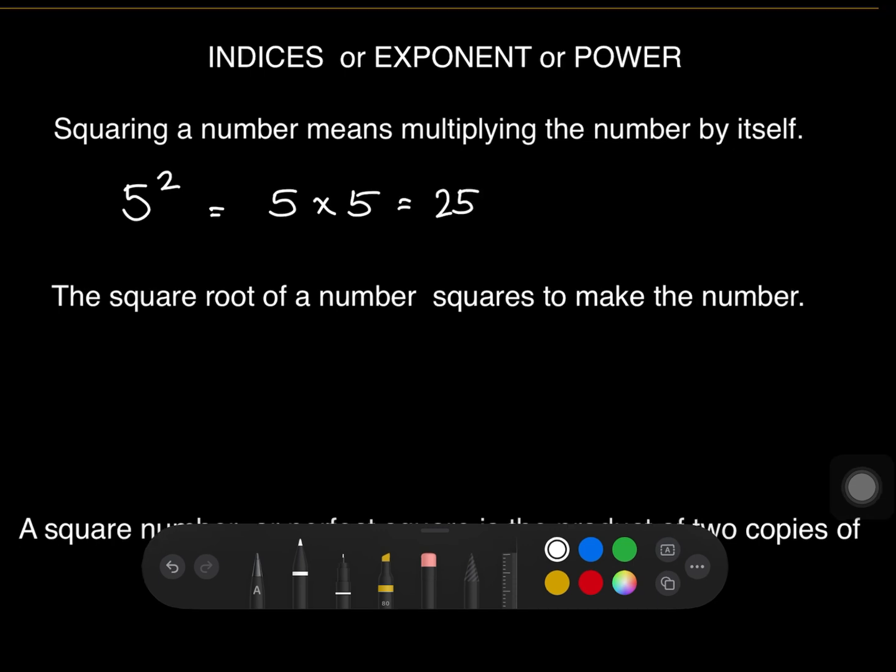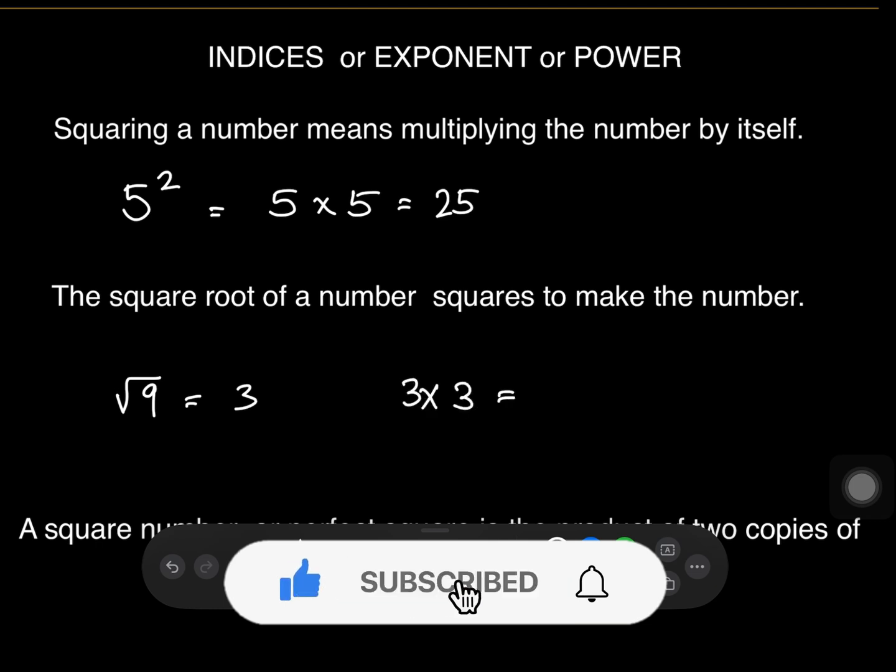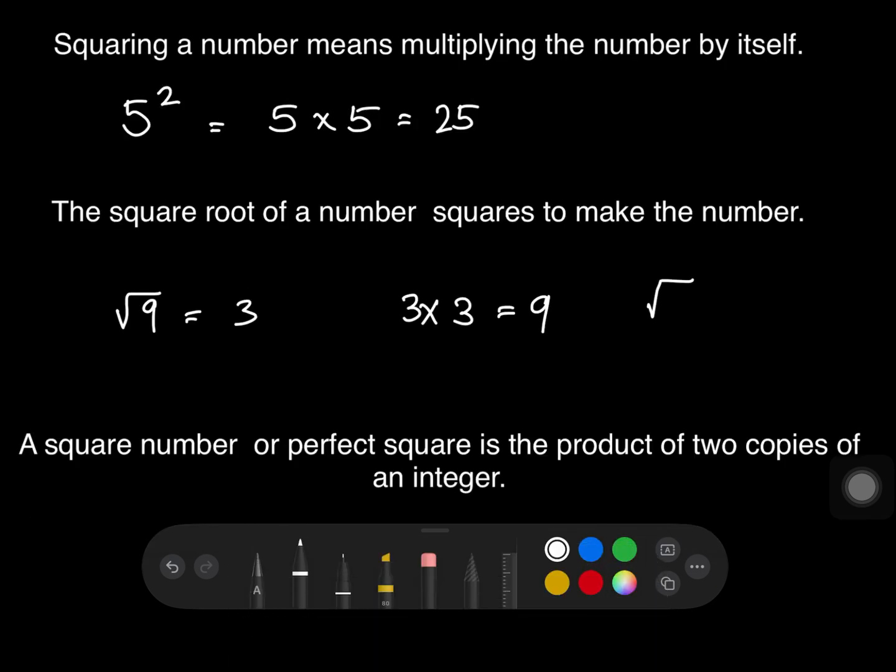The square root of a number squares to make the number. For example, if you have the square root of 9, also called root 9, it is equal to 3, because 3 times 3 is equal to 9. The symbol for square root is this. So for example, the square root of 9 is written as square root of 9 like this. Square roots do not have to be integers.